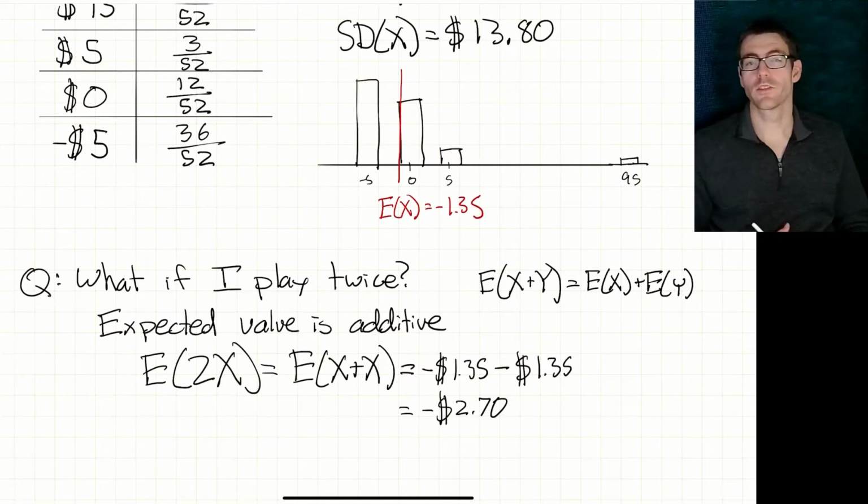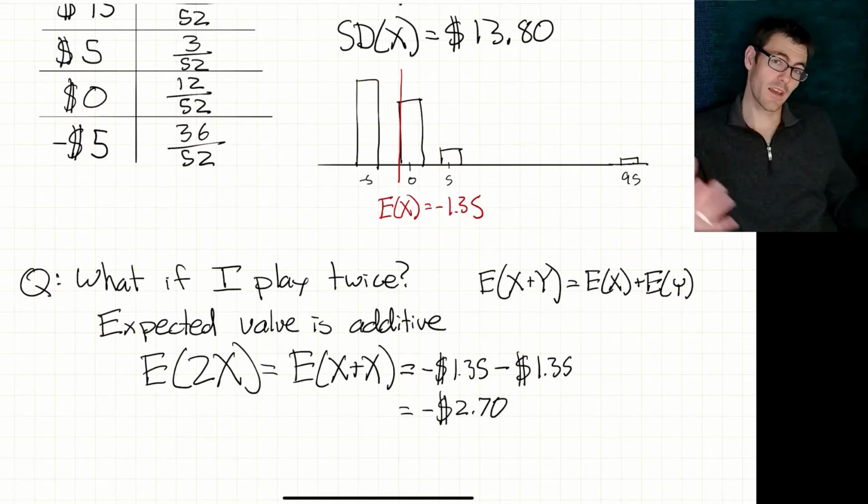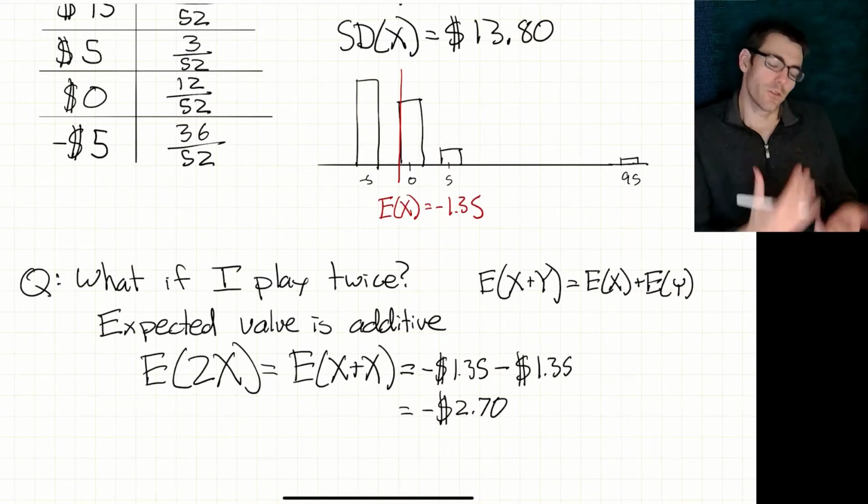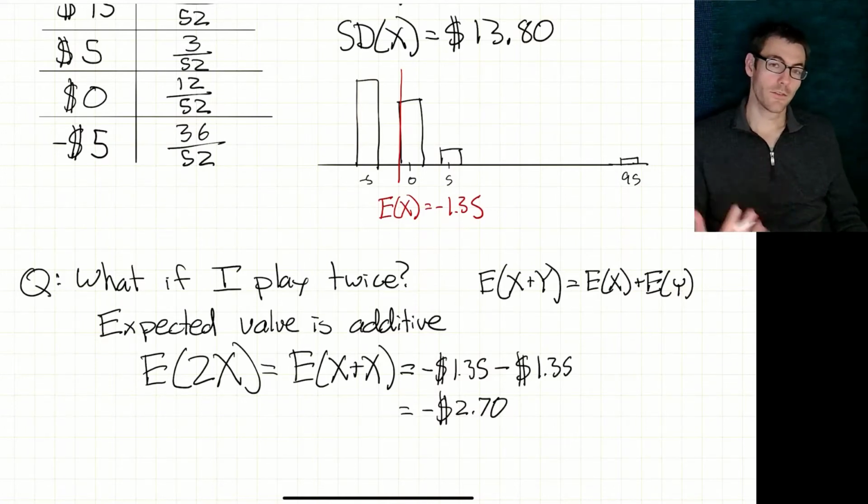2.70. Right. So on average, each time we play this game, we lose $1.35. So if we play it twice, then on average, we would expect a loss of $2.70. Shouldn't be anything terribly surprising there.